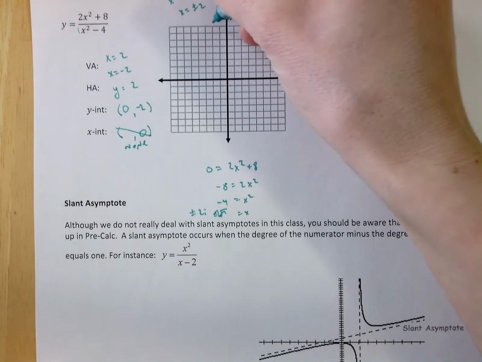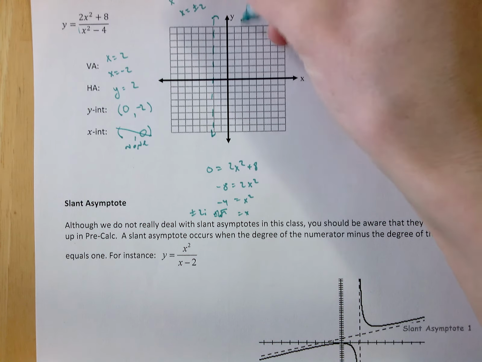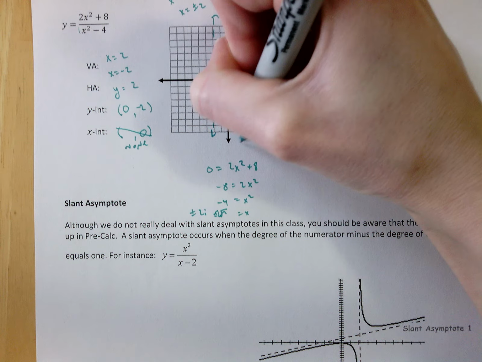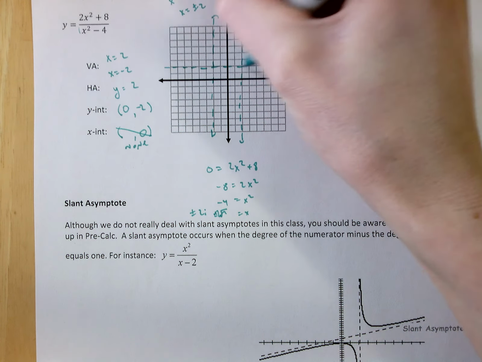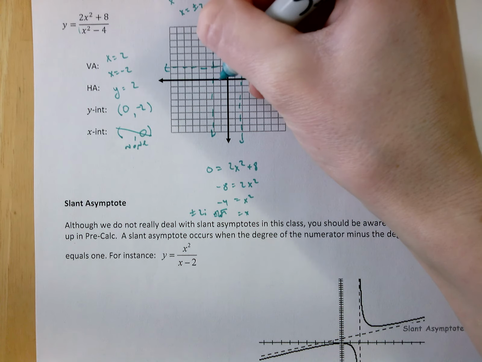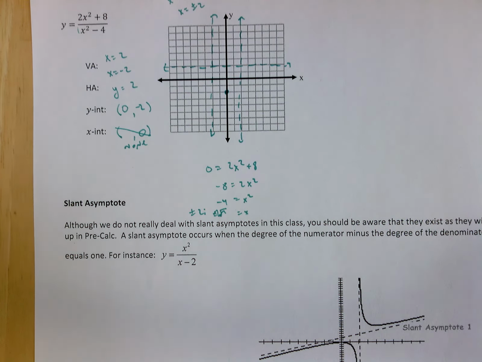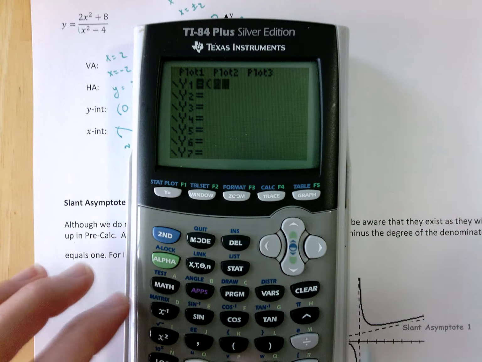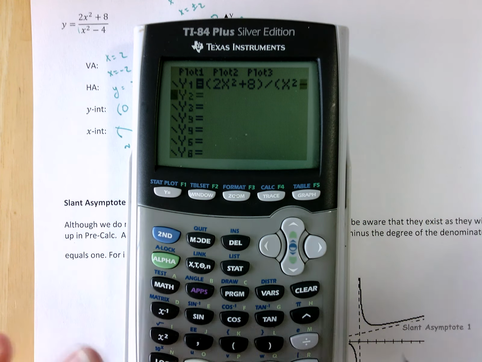All right, let's take a look at what it looks like. Here's my 2 vertical asymptotes. Horizontal asymptote at 2. Okay, I know we're going through the point (0, -2), so that's down here. But somehow it doesn't cross the x-axis. That's interesting. All right, let's take a look at it. So 2x squared plus 8 divided by x squared minus 4.